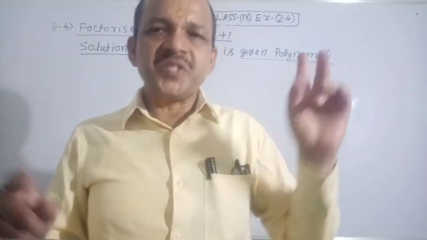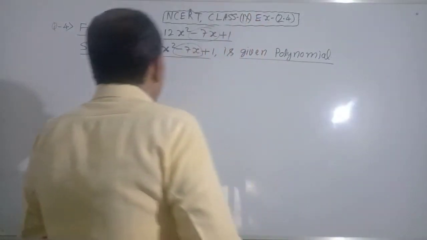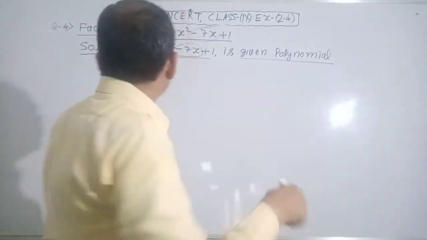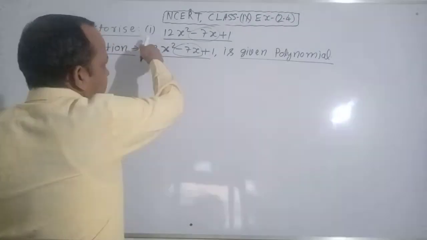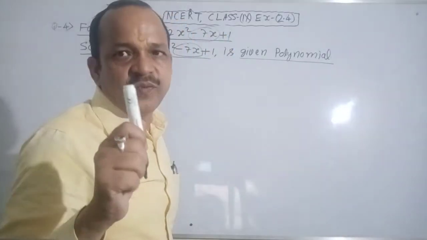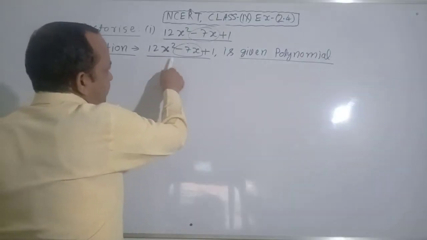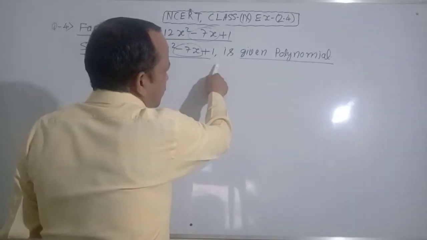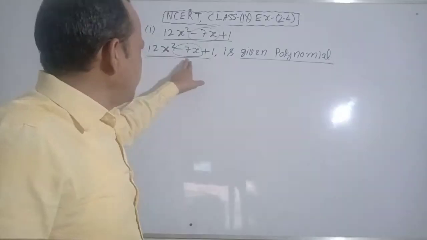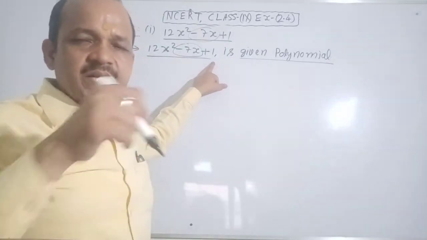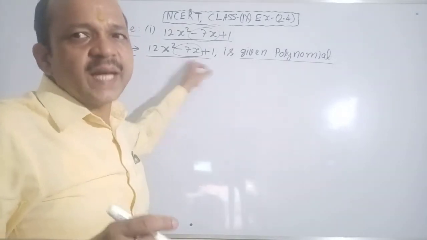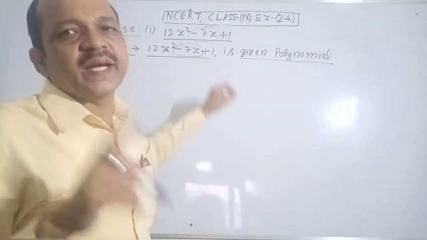See the board. NCERT class 9 exercise 2.4 question 4, factorize part first: 12x square minus 7x plus 1. Solution: 12x square minus 7x plus 1 is the given polynomial. You factorize it and find its factors.